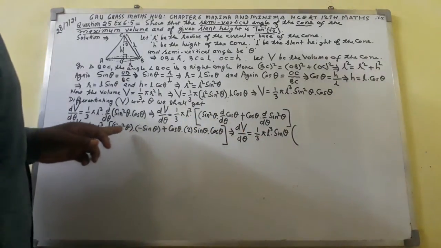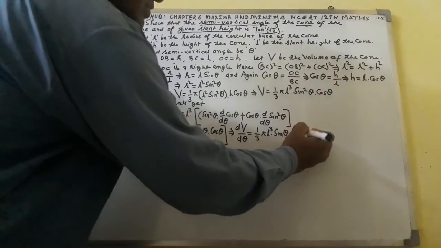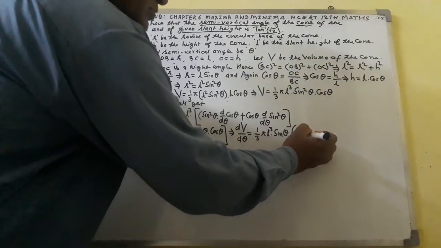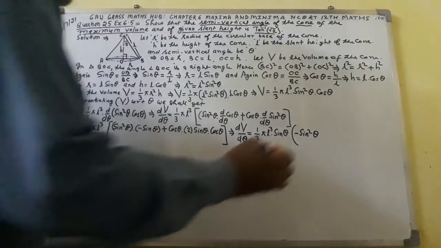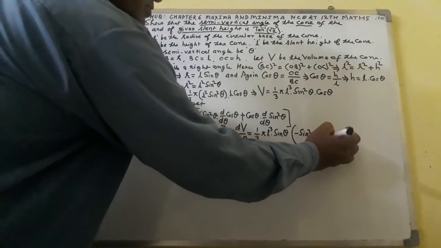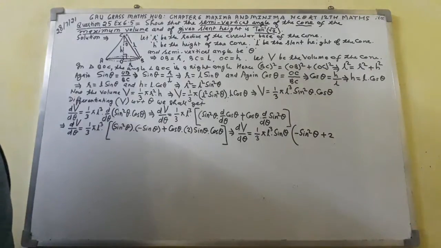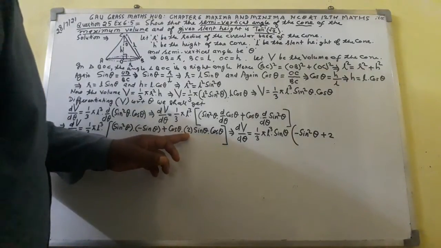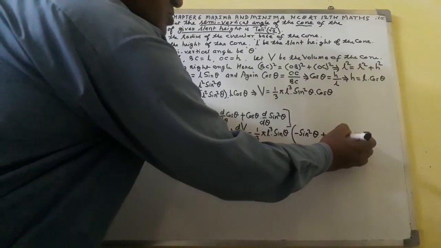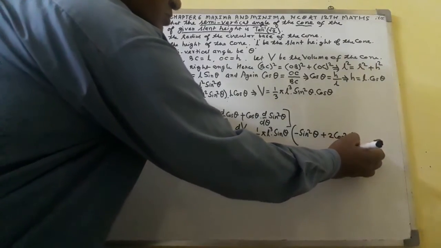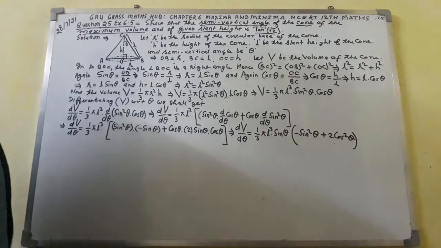You will get here minus sin square theta. So here write minus sin square theta. Here you will get plus 2 cos square theta. This 2 cos square theta. This thing we should write.